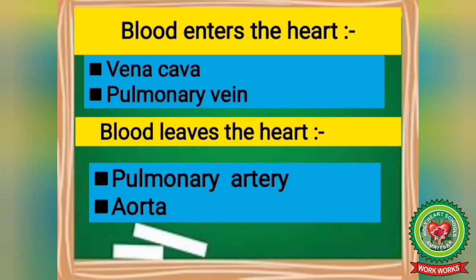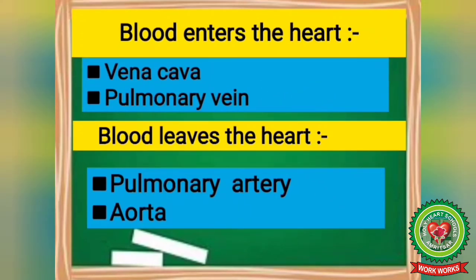So here we conclude that blood enters into the right side of the heart through vena cava and blood enters into the left side of the heart through pulmonary vein. Blood leaves the right side of the heart through pulmonary artery. Blood leaves left side of the heart through aorta.